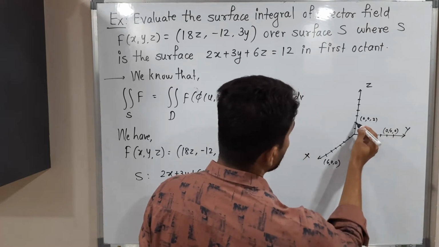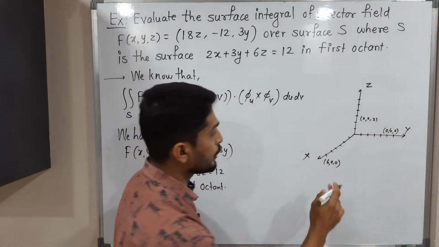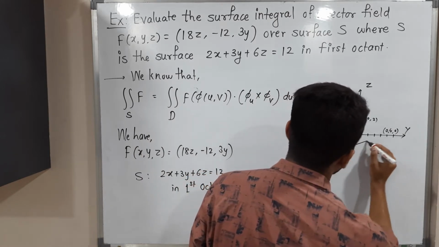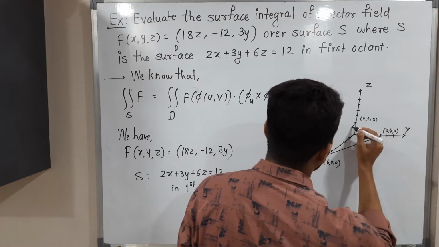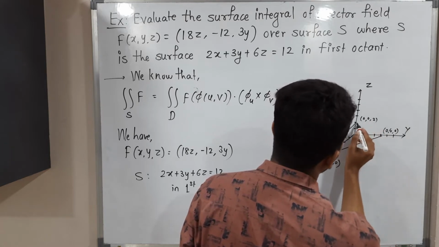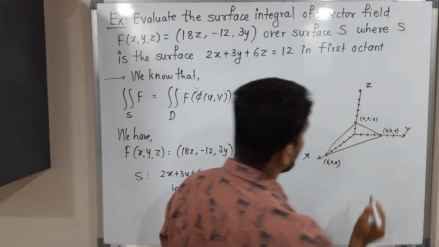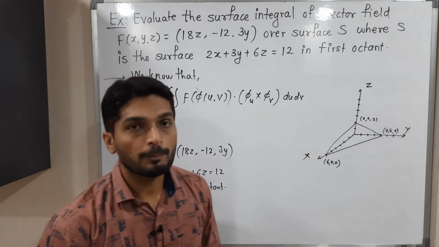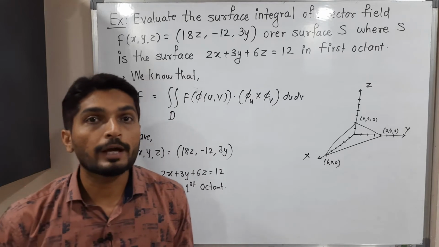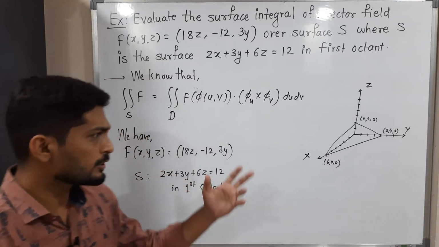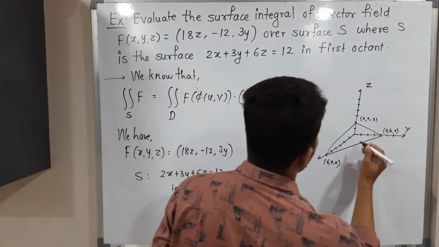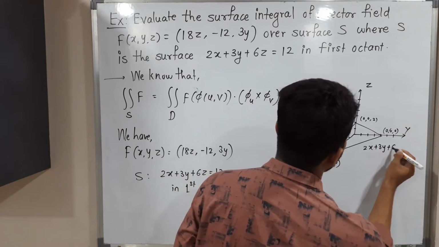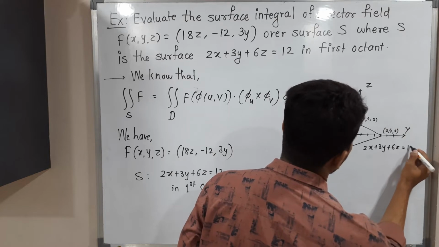If you consider the part of the plane which lies in the first octant, we will have a shape like this. Let me join the points. Yes, we have a triangular region in the first octant. So after that we have to find its parameterization. Let me denote it properly first: the equation is 2x plus 3y plus 6z is equal to 12.